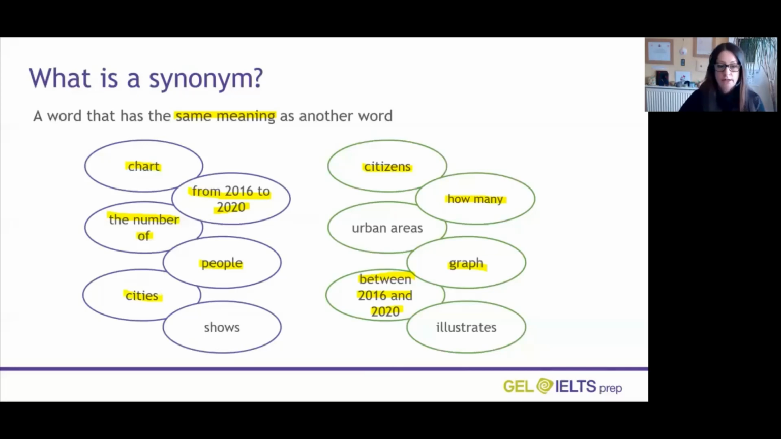Okay, hopefully you chose the word urban areas. Notice here that we've gone from one word, cities, to two words, urban areas. That's fine. In a lot of cases, when you're looking for synonyms, you're looking for alternative ways. It doesn't always have to be just one word or just two words. That can change as long as the meaning remains the same. Okay, the next question on your screen looks at the word shows. Okay, have a look please and choose the correct option.